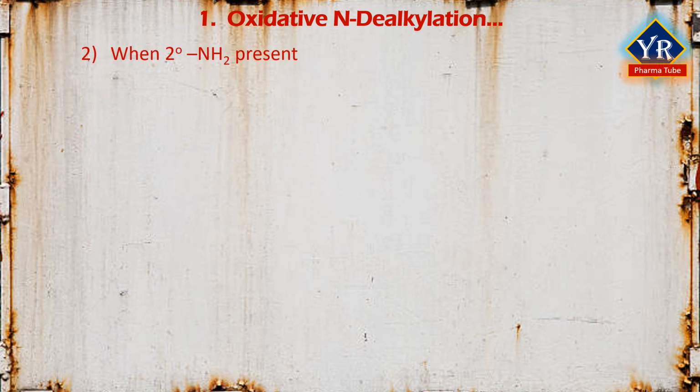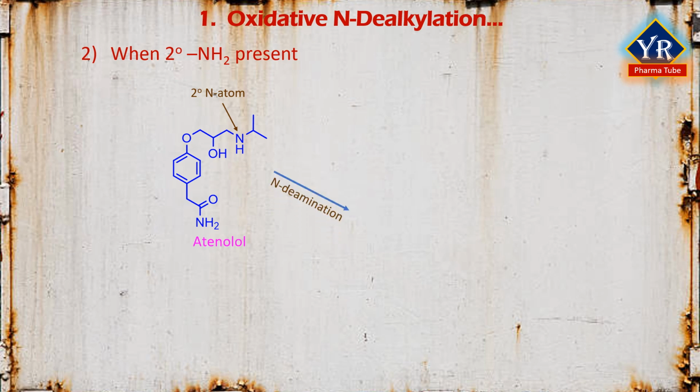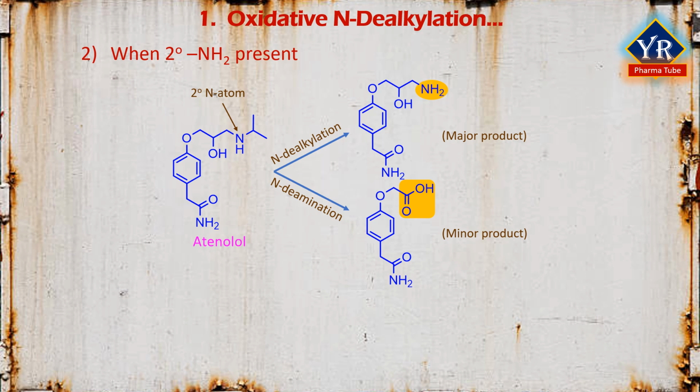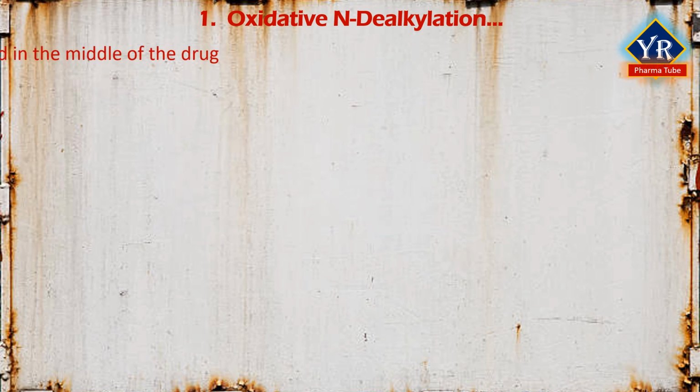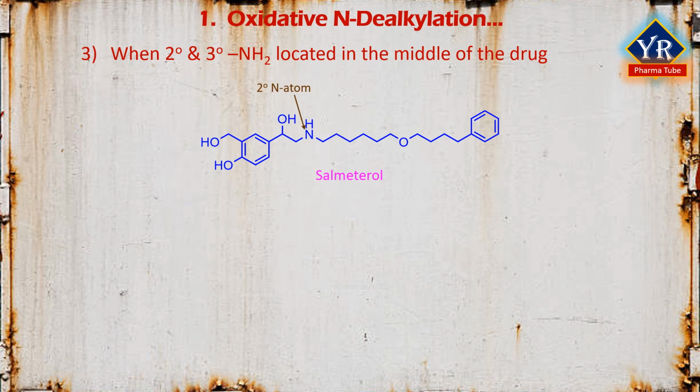Number 2. As exemplified by the atenolol structure, drug molecules that contain secondary amines can directly undergo oxidative deamination or initially undergo N-dealkylation. In these situations, oxidative deamination is normally a minor metabolic pathway and N-dealkylation is normally the major metabolic pathway. Number 3. Secondary and tertiary amines located in the middle of a drug molecule and attached to large alkyl chains are less likely to undergo N-dealkylation.